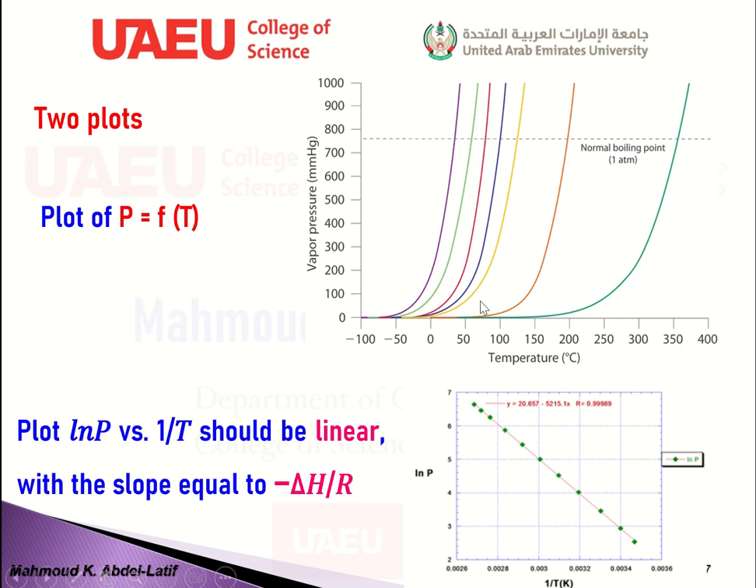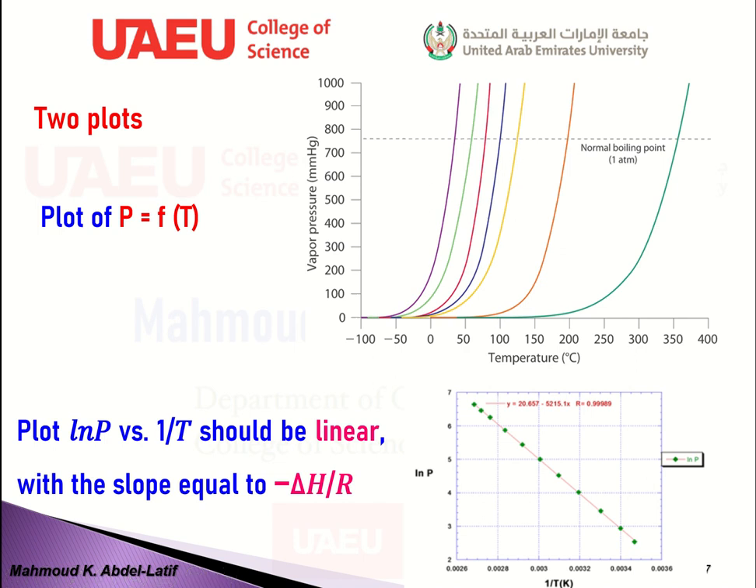The first plot will be something like this, a plot of P against temperature. You will see that as the temperature increases, the vapor pressure increases directly. If you'd like to determine the normal boiling point at 1 atmospheric pressure, just plot a line parallel to the temperature axis, and it will intersect all the curves. So the boiling point of that one will be here, and for water it will be the yellow one.